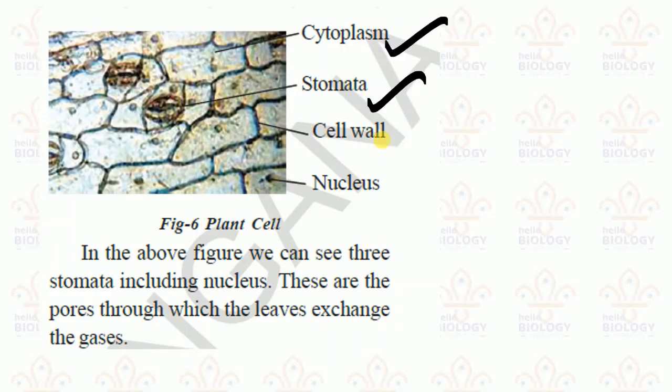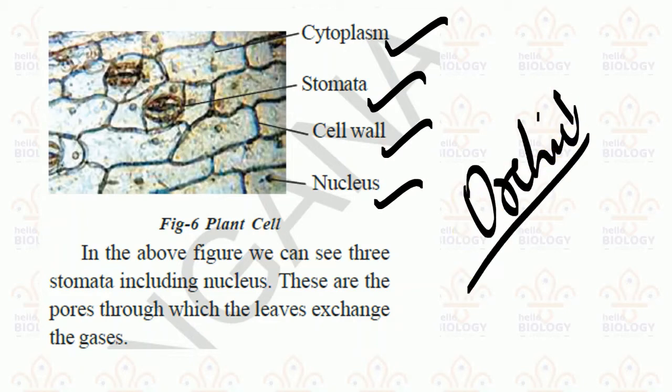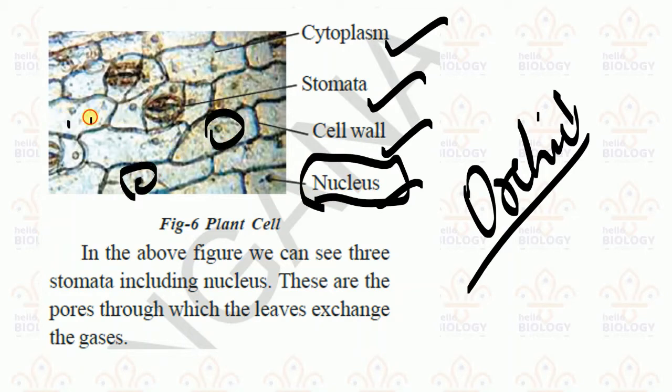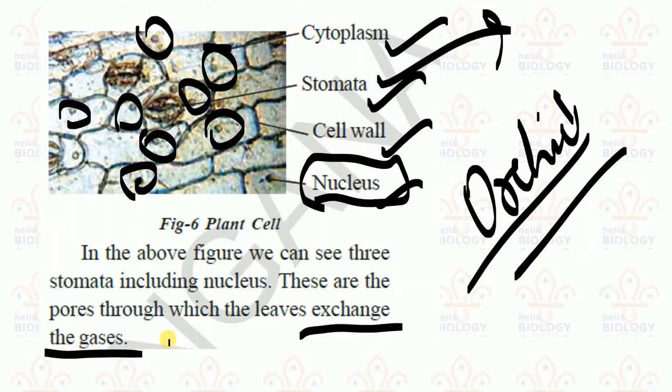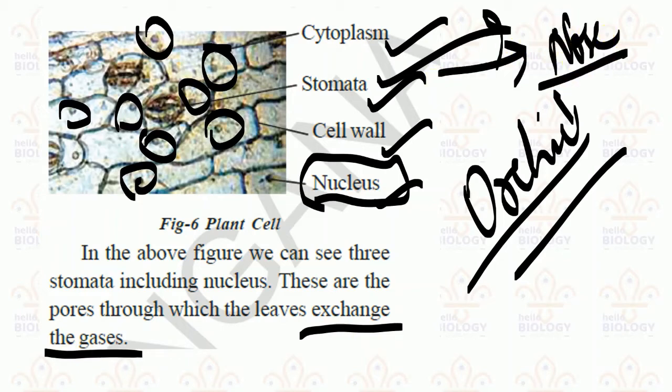Here you can see the cytoplasm, stomata, cell wall, and nucleus in the orchid leaves. In orchid leaves he observed the nucleus for the first time. Everywhere you can see dots, and these dots explain the nucleus present in the orchid plant. The stomata help in the exchange of gases. Just as we breathe with the help of the nose, for a plant the nose is the stomata. They exchange gases, taking in carbon dioxide and oxygen.